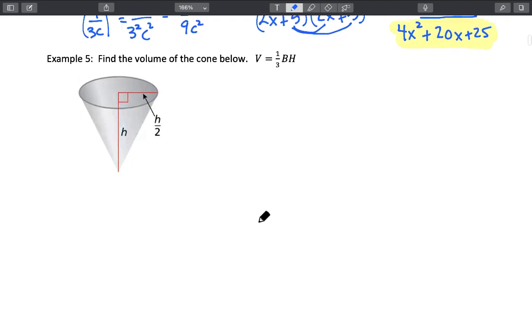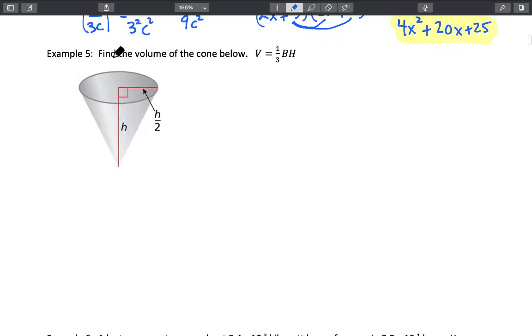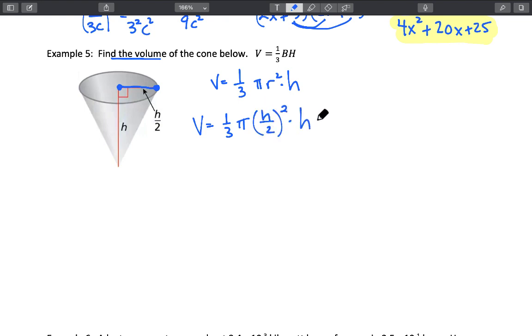All right, in our next example here, we're going to get a little bit of a word problem. We want to find the volume of the cone below. We know that volume is 1/3 area of the base times the height. So we're going to write that out as 1/3. Area of our circular base is pi r squared times the height of our cone. All right, so we're going to substitute in what we know. We got 1/3 pi. Our radius is the distance from the center of that circle to the edge. That is h over 2 squared times h again.